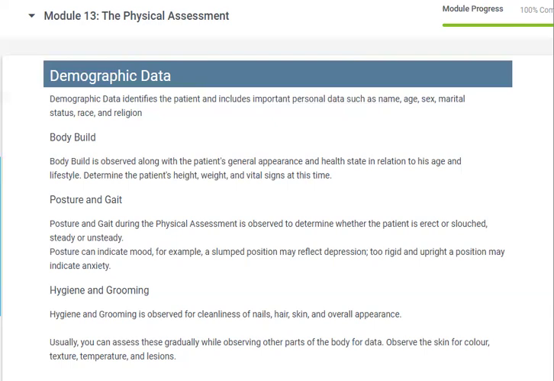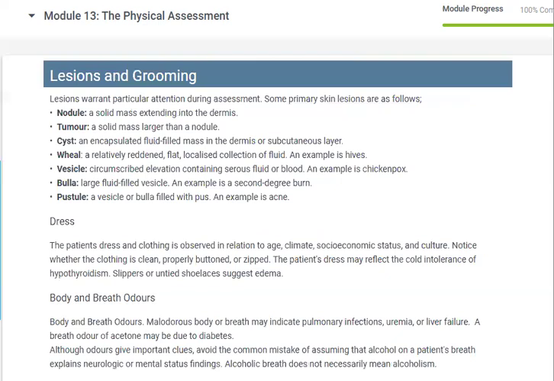Hygiene and grooming. Hygiene and grooming are observed for cleanliness of nails, hair, skin, and overall appearance. Usually, you can assess these gradually while observing other parts of the body for data. Observe the skin for color, texture, temperature, and lesions. Lesions warrant particular attention during assessment.